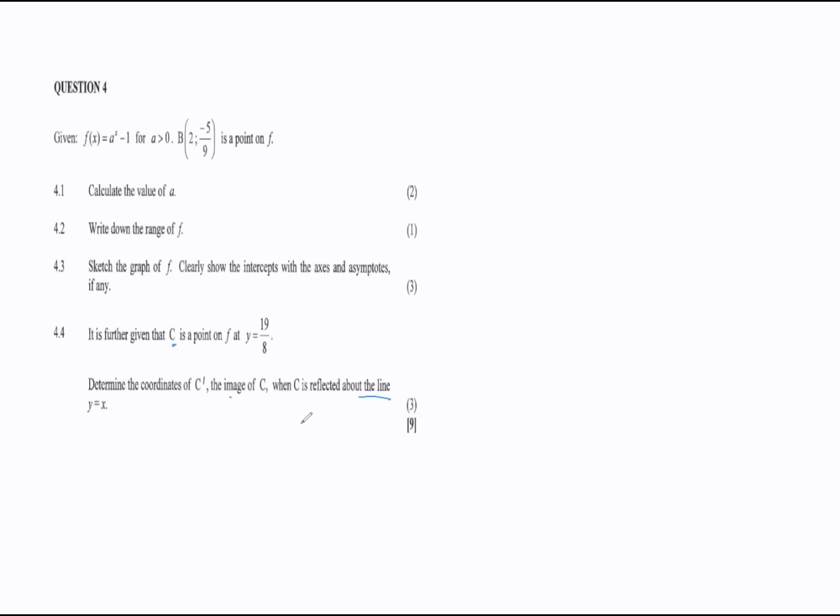Now the line y is equal to x simply means, if you find a coordinate, for example, let's say our coordinates are (2, 3). If this is reflected along the line y is equal to x, that means it's an inverse, meaning the image would now have to be (3, 2). This simply means your y will be x and your x will be y. So that is a reflection along the line y is equal to x. It is known as the inverse reflection.